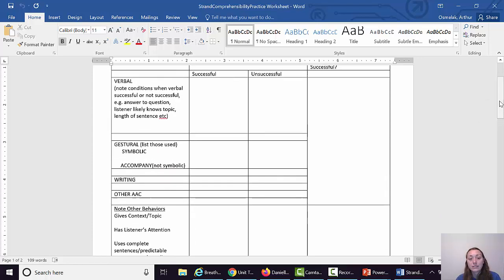What are they doing besides just speaking? All of us can do this, not just people who have dysarthria. Are they using gestures? Are they using any symbolic representation? Are they using writing? Are they using AAC? Are they using a communication board? And if they're using it, are they using it successfully or not?